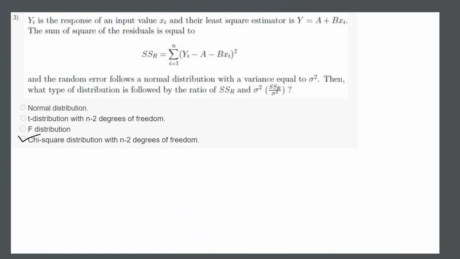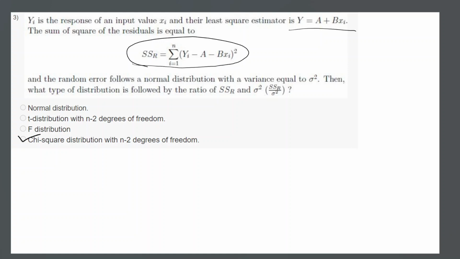Y is the response of an input value xi, then the least square estimator is y is equal to a plus bx. The sum of the squares of the residuals is equal to... yes, the random error follows a normal distribution with variance equal to sigma square. Then what type of distribution is followed by the ratio of the sum of the squares of the residuals and sigma square?